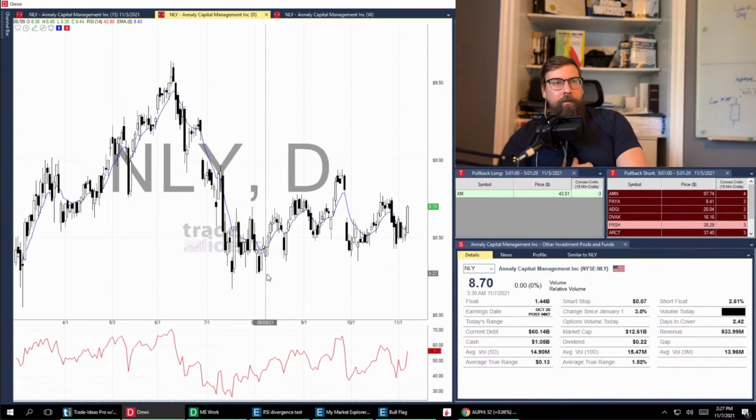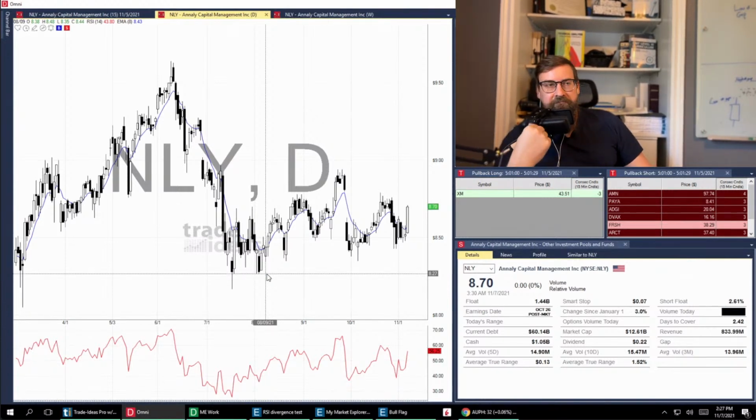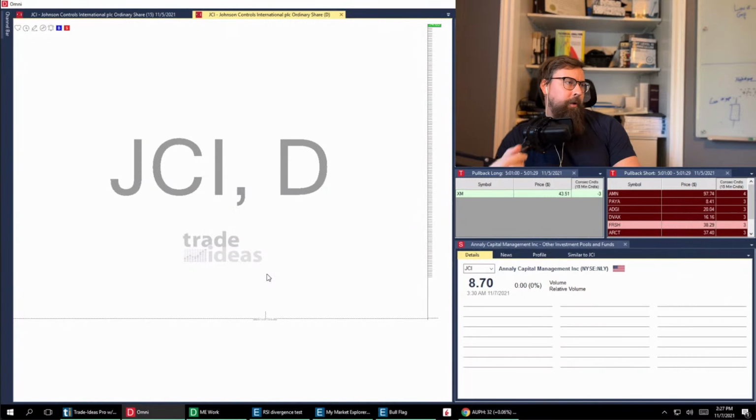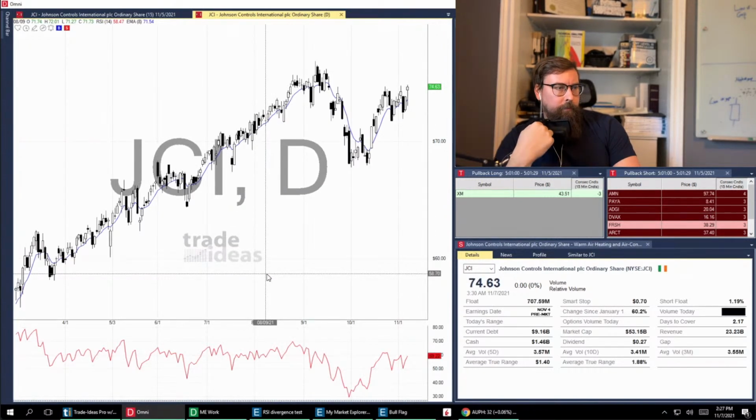How about scanning higher caps? I don't have any cap limit on mine. They either meet my setup or they don't. I don't care about cap. I think JCI that I put on it would be a pretty big cap, wouldn't it? Market cap 53 billion. Yeah, so that's a mega cap.